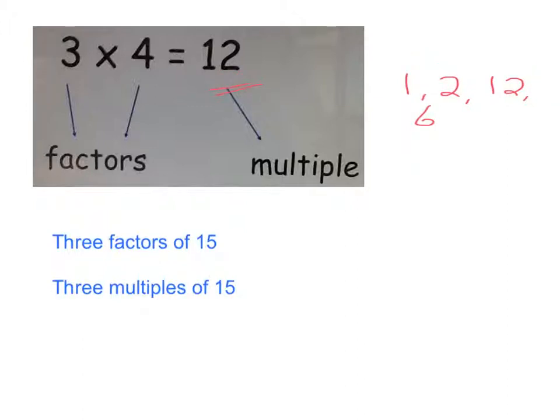Now 12 is a multiple of 4 because if I multiply 4 it will give me 12. 12 is in the 4 times tables. So similarly, say I was thinking about the number 14, a multiple of 14 is 28 and another one would be 140 because if you multiply 14 they're the multiples of 14.